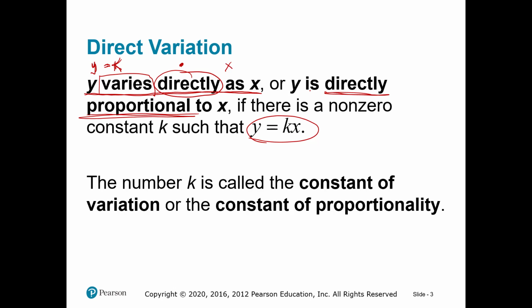Same thing with Y is directly proportional. We write Y, is means I'm going to write equals K. Directly means multiplication and then the X. Okay? Now, K is known as the constant. What does constant mean? Yeah, never changes. So, K never changes. Once we know K for a certain problem, that value will never change.